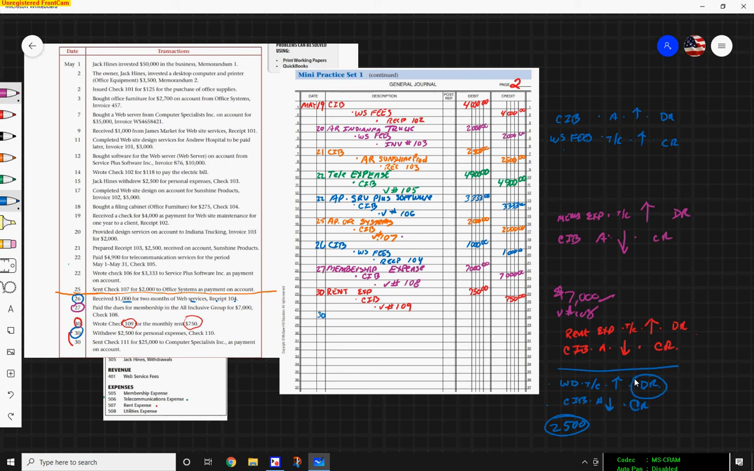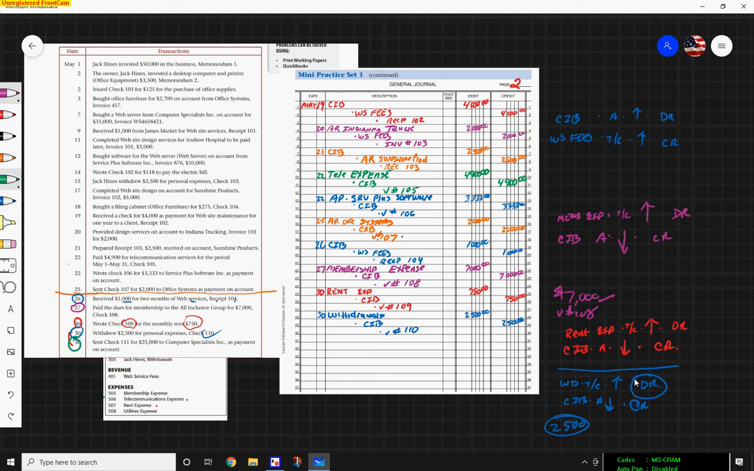So we're going to go withdrawals. And of course, you could put the owner's name in there if you have to, but there's only one withdrawal account, and it was for $2,500. Fair enough. Came from cash in bank. They wrote a check, and that was for $2,500, and the check number was 110. Yep, that confirms that.